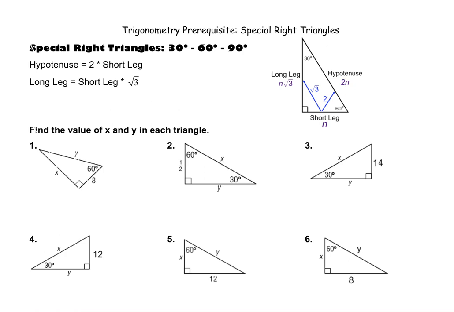All right, so remember with special right triangles, the first one is 30, 60, 90. Your short leg is always the leg across from your 30-degree angle.